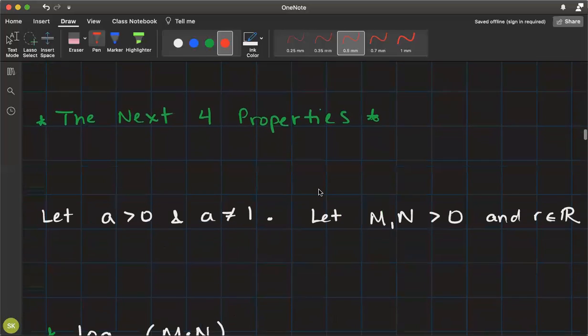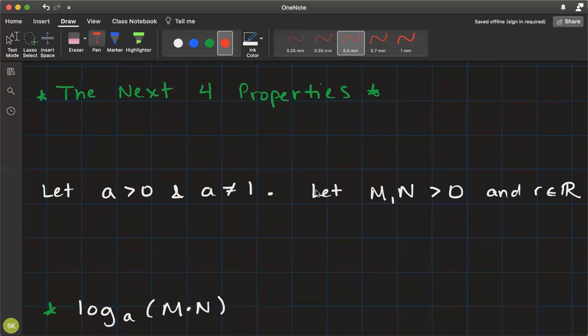So the next four properties. For each one of these properties, if you see the letter A, we are assuming that A is greater than 0 and not equal to 1. We're also assuming that M and N are real numbers that are greater than 0, and if you see the letter R, it's just any real number.